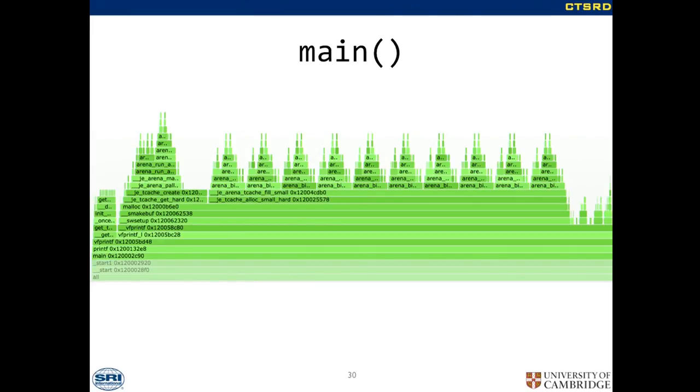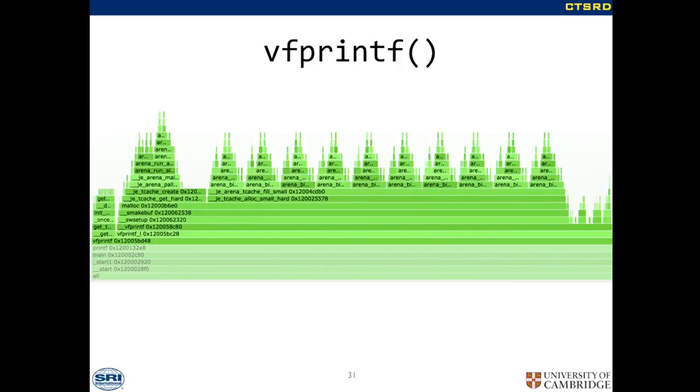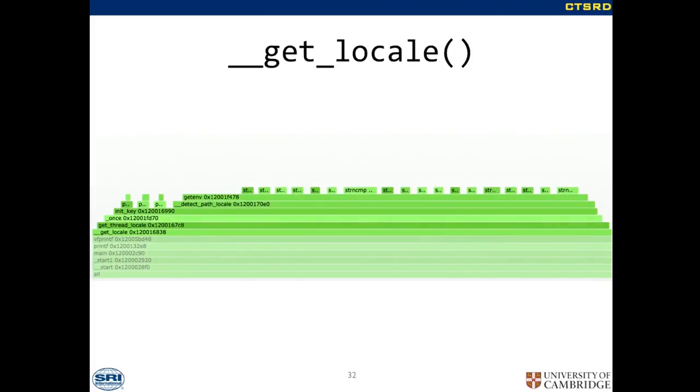Okay, so here it is. Let's see, I can barely read it. So again, it is mostly malloc. And in fact, although it is also mostly vfprintf. Vfprintf is called by printf down here, and then vfprintf starts doing some work. So the first thing it does is it has to get the locale, which is how it can look up things like which decimal point is used.